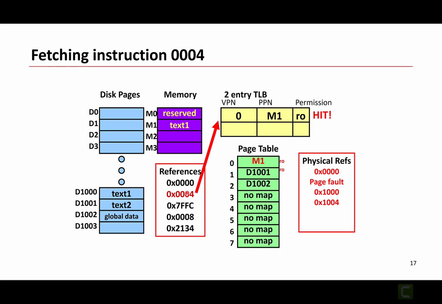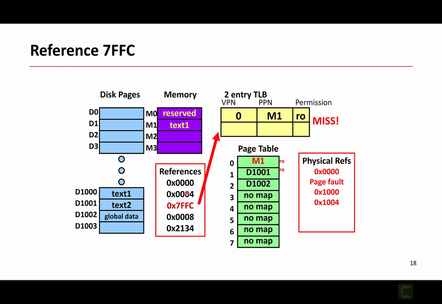Okay, so now let's assume that this second instruction is some form of a memory instruction. It could be a load or a store, we don't care for this example. And what that means is that it would generate a virtual address as part of that load or store, and that address needs to be accessed, the memory has to be accessed in the memory stage of that instruction. And that virtual address happens to be 7FFC.